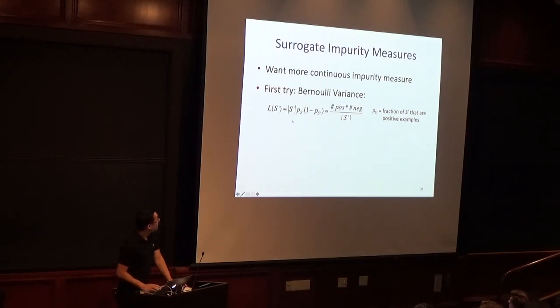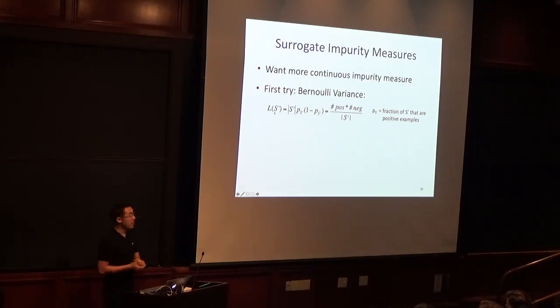unnormalized Bernoulli variance. So the impurity measure of a partition of the training set, S prime, is equal to, so let P of S prime denote the fraction of S prime that are positive. If you know about Bernoulli distributions, you can think of the training data in a partition as being Bernoulli distributed, so either +1 with probability P, 0 with probability 1 minus P, and the variance of this Bernoulli distribution is P times 1 minus P, which is just this. And then since we wanted this thing to have a scale equal to the number of training examples, we multiply by the size of the partition. And you can check that this is equal to the number of positives times the number of negatives divided by the size.